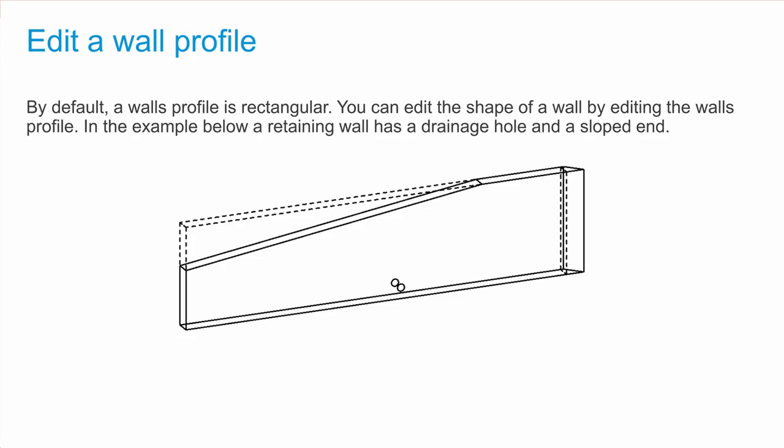You can edit the shape of a wall by editing the wall's profile. In the example below, a retaining wall has a drainage hole and a sloped end.